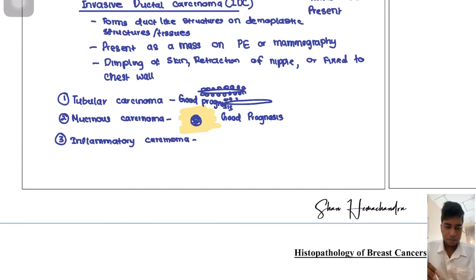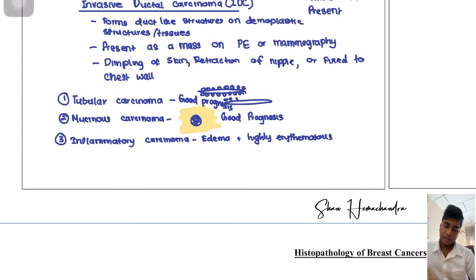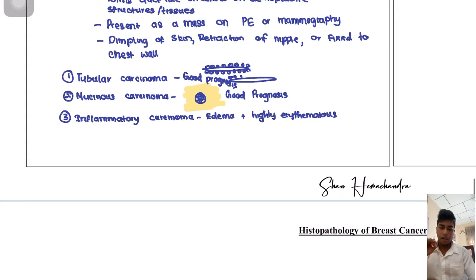What does inflammatory carcinoma mean? First of all, these patients could present similar to mastitis. These patients will present with edema, basically the inflammatory signs of the breast, plus highly erythematous. So what do these words mean? Edema means it's swollen, and it looks red, highly erythematous. So these patients will come.